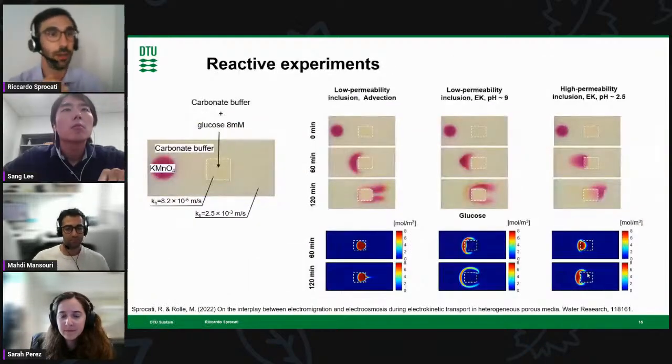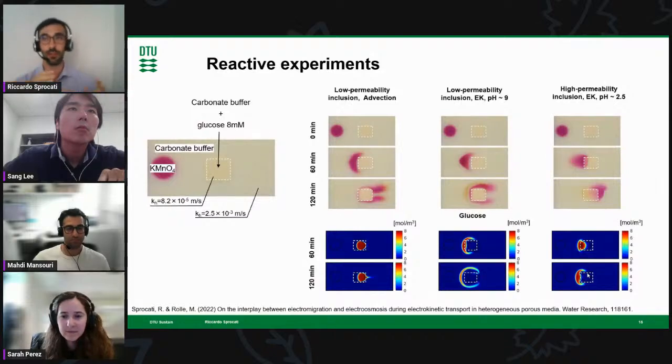Then another interesting experiment that we did was in the same setup as before, but instead of Lua-Red, which is a non-reactive tracer, we used a reactive one. We used potassium permanganate. And still using a low permeability inclusion, we also put glucose just in the inclusion, and glucose reacts with potassium permanganate. Here we did 3 experiments, one with advection and 2 with decay. In the one with advection, we moved the potassium permanganate from left to right. And as expected, potassium permanganate just goes around the low permeability inclusion.